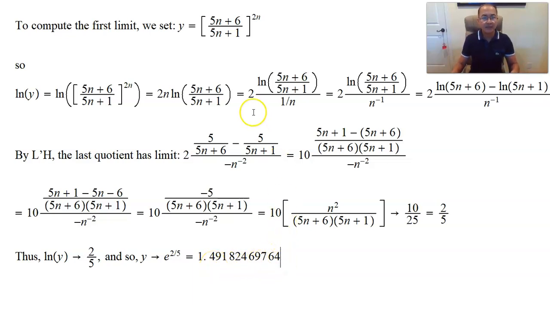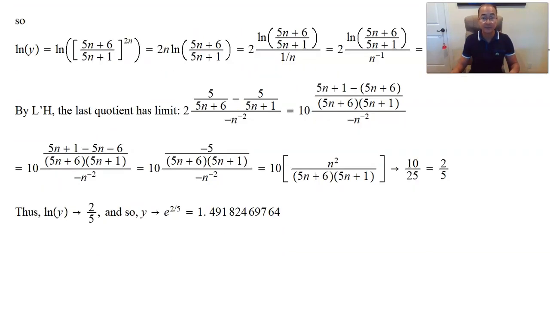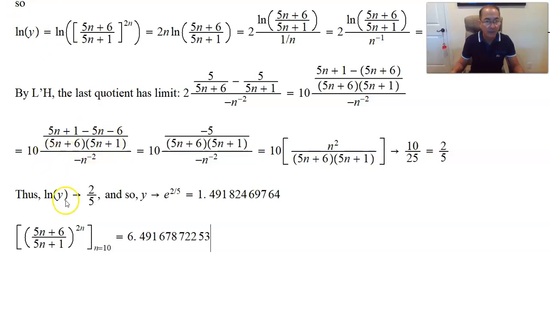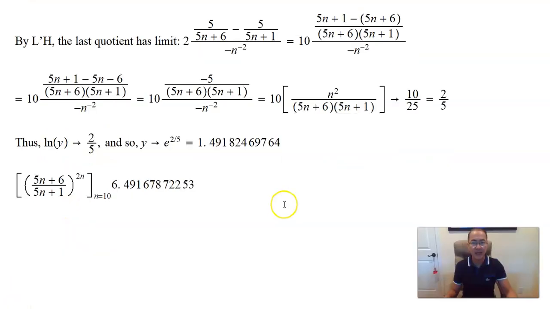Okay, so let's verify. Let's take this original expression and make sure that if we plug in a big number like n equals 10, we're going to get something close to 1.49. Maple does not like brackets. I use it only for typesetting because it's nicer to look at. So change that to round parentheses, and what have we got? 6.49. Ooh, I don't like that. Oh no! Yes, there was a mistake, but I found it.